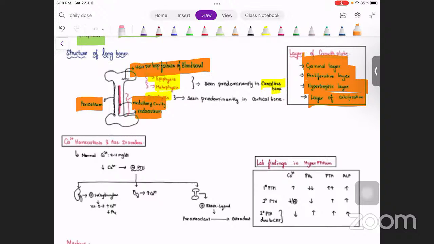So far we have discussed the structure of bone, and now we are going to talk about calcium homeostasis and its associated diseases.